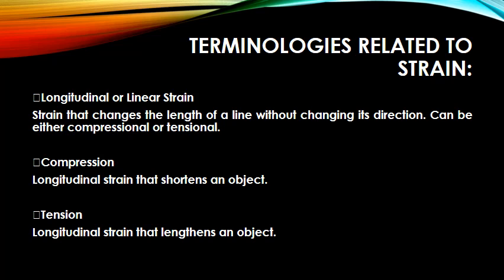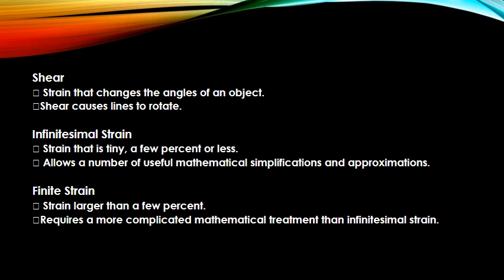After that there is compression. Compression is when the longitudinal strain shortens the subject, similar to compression stress; the strain is developed by the longitudinal stress. After that, tension. When the longitudinal strain increases the length of the subject, that is known as tension, meaning pulling is implemented on that selected portion.